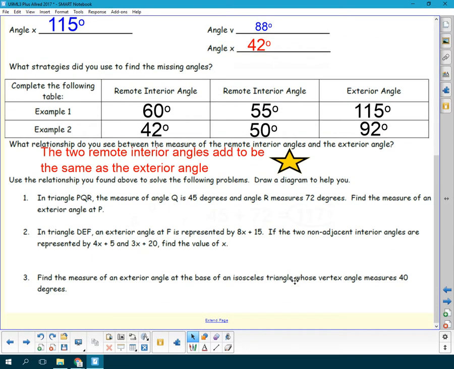Okay, for example, in triangle PQR, the measure of angle Q is 45 degrees, and angle R measures 72 degrees. Find the measure of an exterior angle at P. Here's what happened at this triangle. We've got one angle that's 45 degrees, that's this one right here, and one angle that's 72 degrees, that's this one right here.